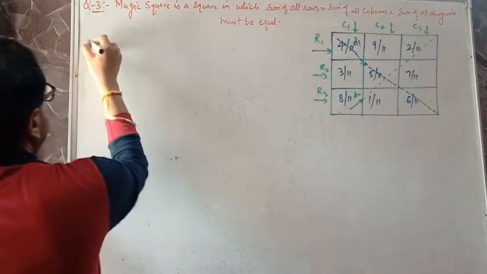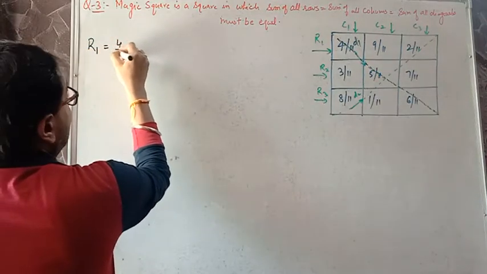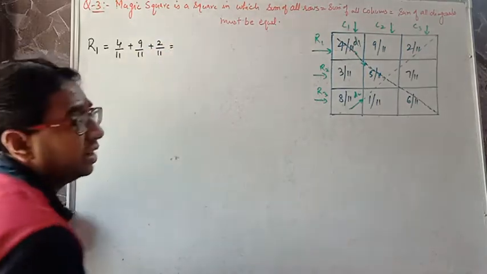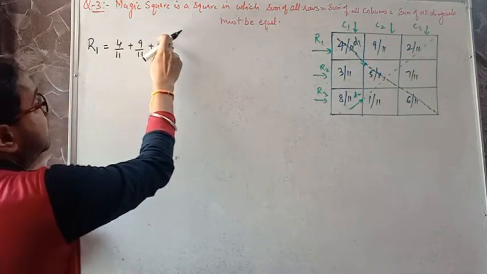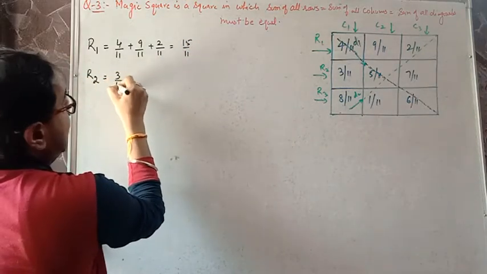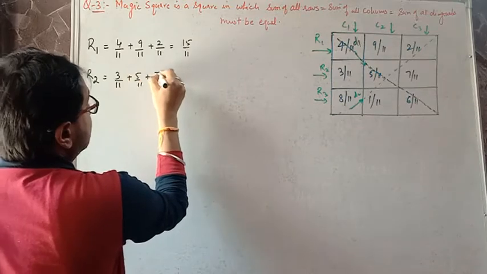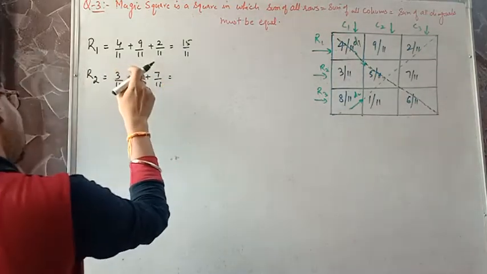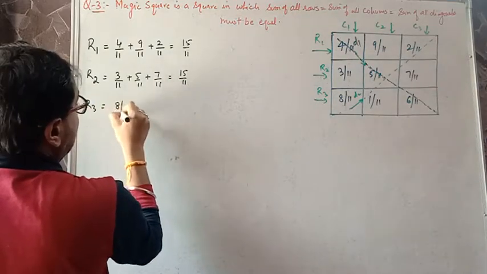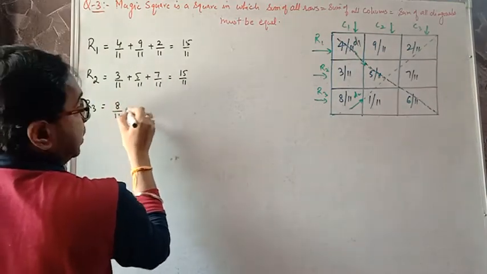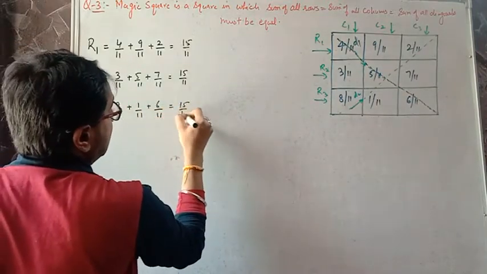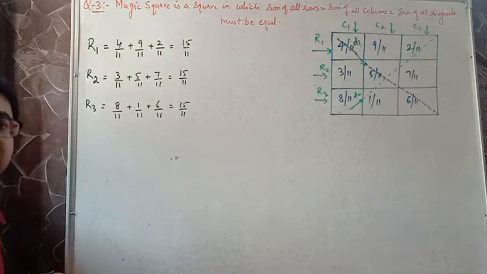So let's do row 1 first. R1: 4 by 11, 9 by 11 plus 2 by 11. Since they are like fractions, definitely we can add: 4 plus 9, 13, 13 plus 2, 15 by 11. Row 2: 3 by 11, 5 by 11, 7 by 11, yes, 3 plus 5, 8, 8 plus 7, 15 by 11. Row 3: 8 by 11, 1 by 11, 6 by 11, 9 plus 6, 15 by 11. By looking at the rows, it looks like, yes, it's a magic square.